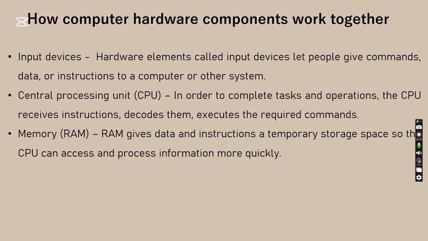Input devices. Hardware elements called input devices let people give commands, data or instructions to a computer or other system. Central processing unit. In order to complete tasks and operations, the CPU receives instructions, decodes them, and executes the required commands. Memory. RAM gives data and instructions a temporary storage space so the CPU can access and process information more quickly.